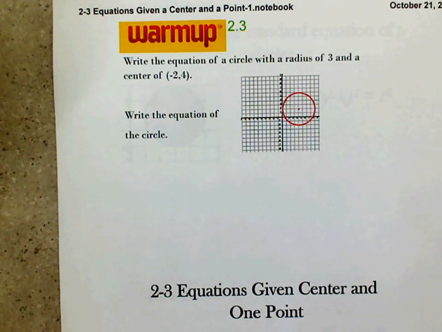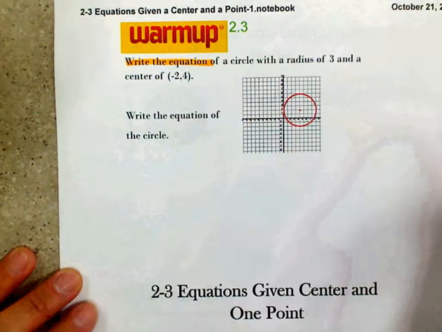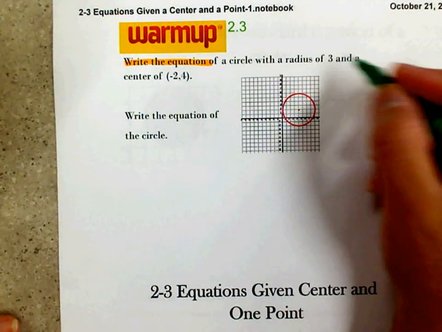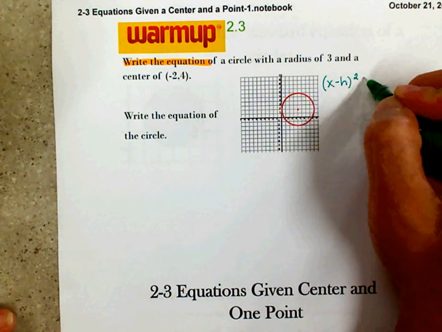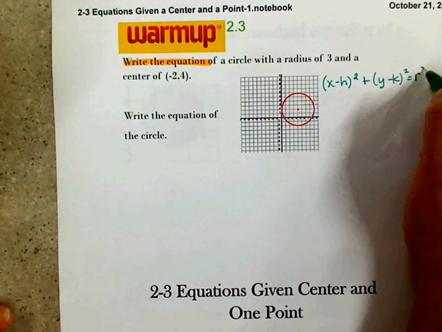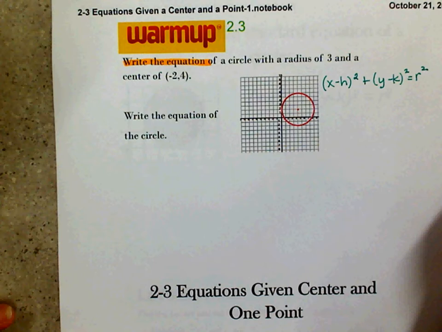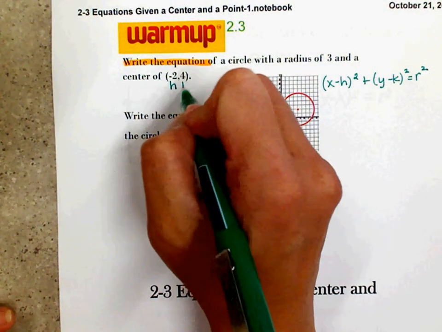Here's your warm-up for 2.3. It says, write the equation of a circle with a radius of 3 and a center of (-2, 4). So it's asking you to write the equation of a circle. And the equation, in standard form, is (x - h)^2 + (y - k)^2 = r^2. That is the equation of a circle. So here's your h, here's your k.